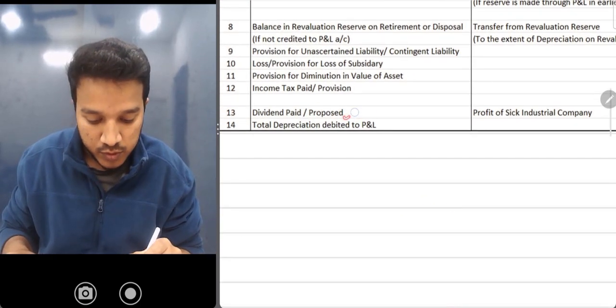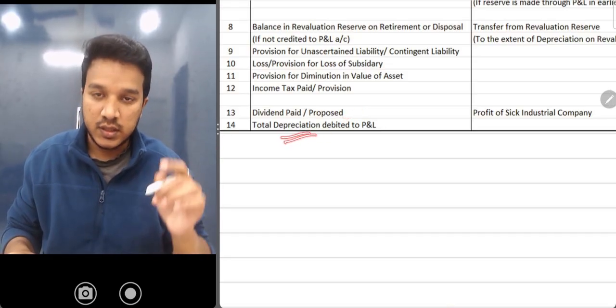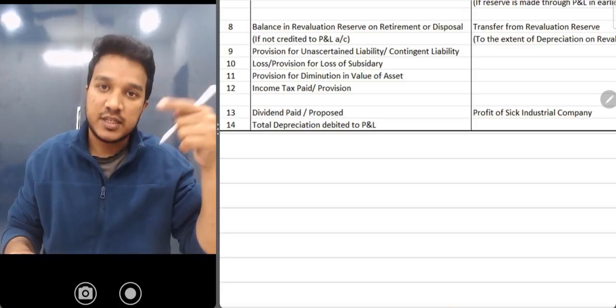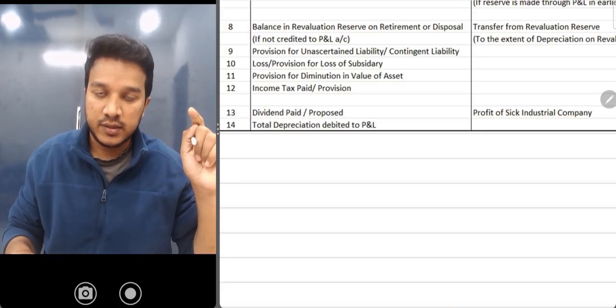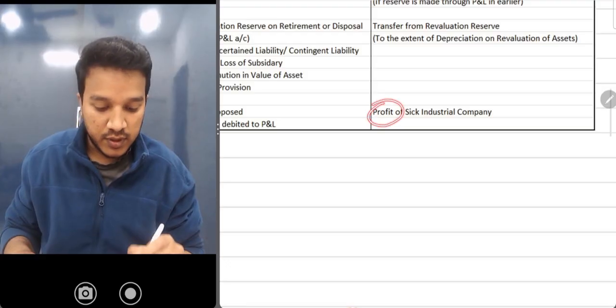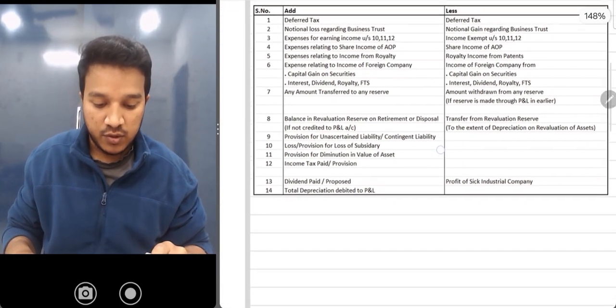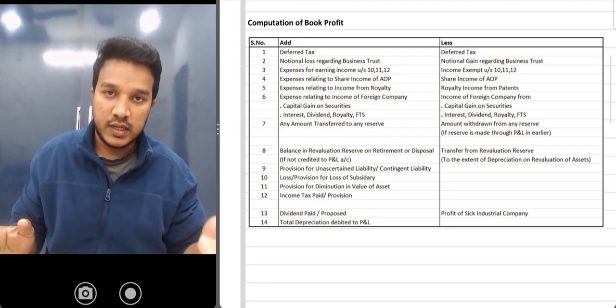Next, dividend proposed or paid, that also you should add back. And then total depreciation debited to P&L, as per Companies Act, that you will add back. As per Companies Act only, remember that. And in case you have earned any profit from sick industries, that you need to reduce. I hope you will remember now clearly.